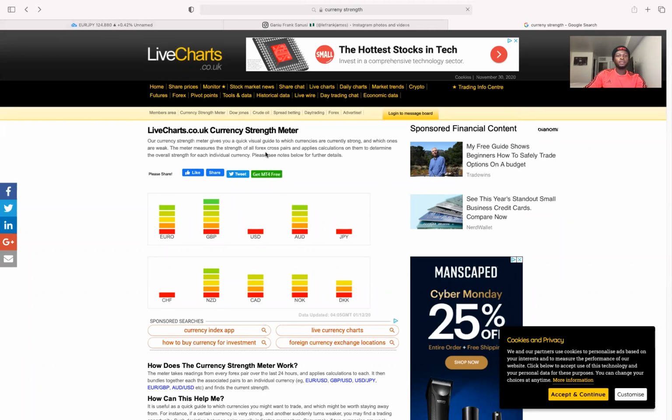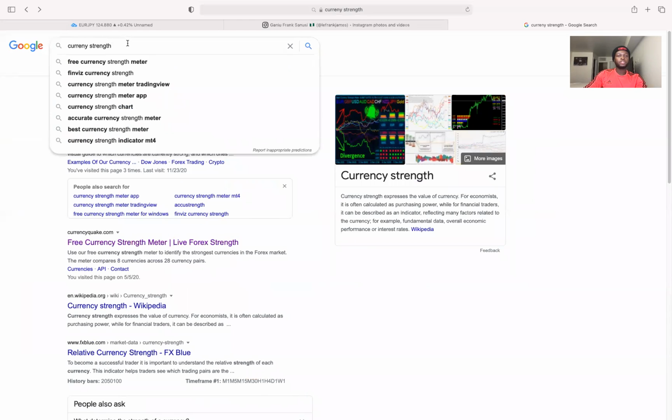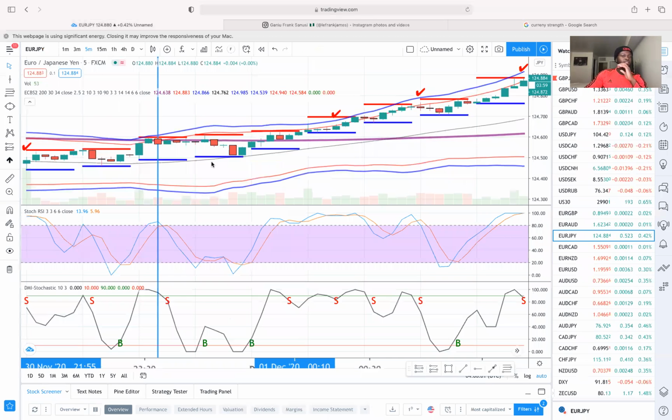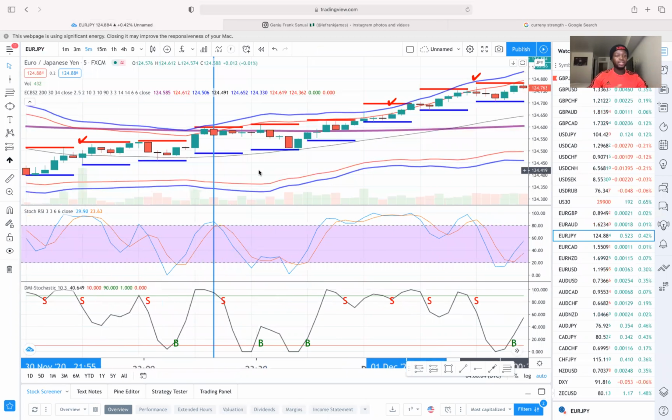If you type in currency strength in your browser, it should be the first one, the live charts UK. Again, very, very important, guys. You can have all the indicator confirmations in the world and still lose a trade, by the way. I want to break that to you. Just because you have all the confirmation doesn't mean you go put the whole house on a trade. You still want to maintain that risk management.